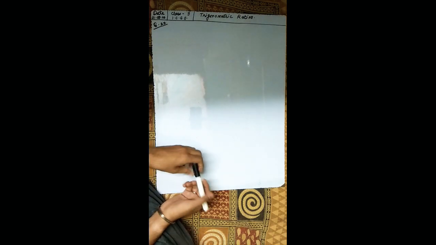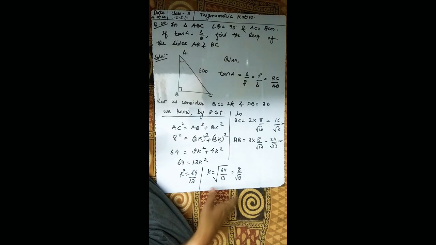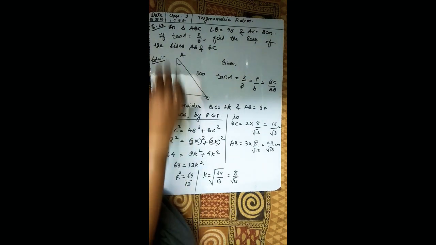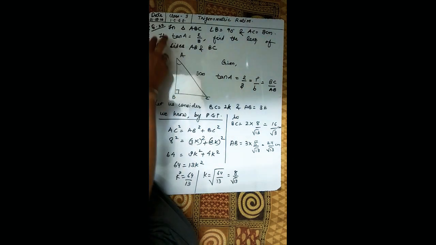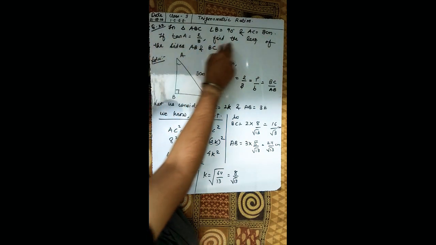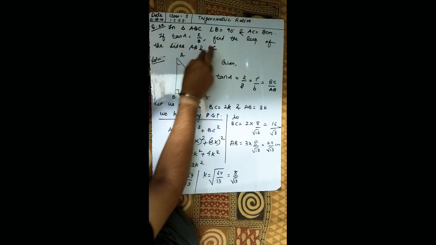Dear students, today we are going to see the last 4 questions of the exercise, that is 1A of trigonometry. So let's do it. Here is the question. In triangle ABC, angle B is equal to 90 degrees and AC is equal to 8 centimeters. If tan A is equal to 2 upon 3, then find the length of the sides AB and BC.